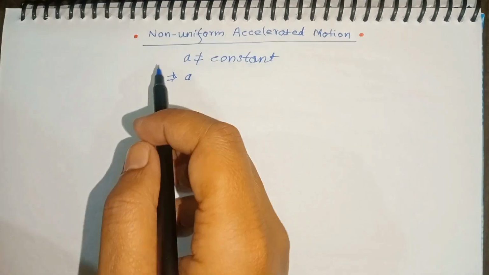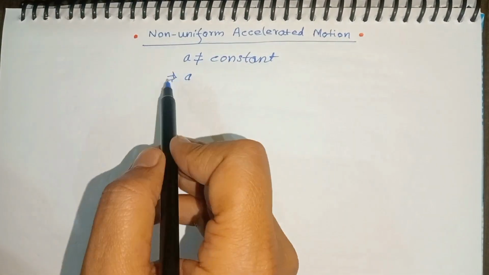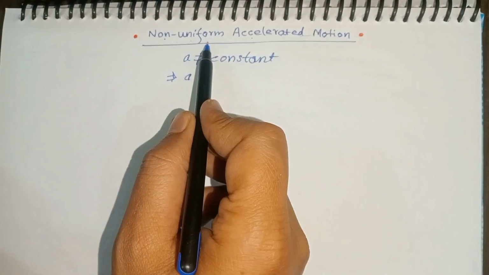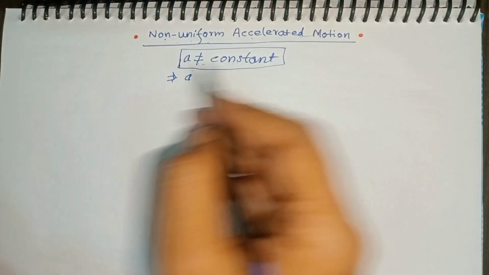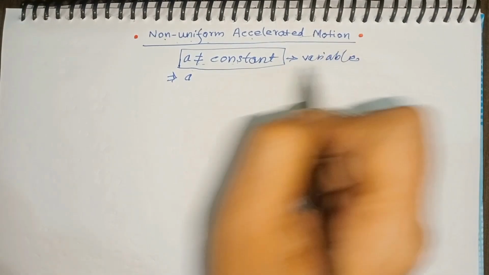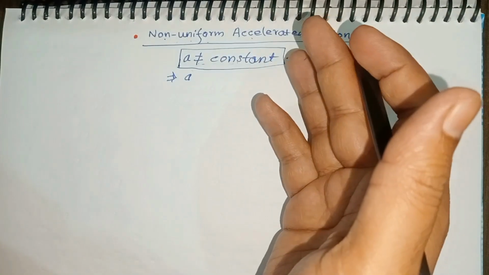Let's study the topic non-uniform accelerated motion. Non-uniform accelerated motion means that although it is accelerated motion, it is non-uniform. Non-uniform means acceleration is not constant. It means it is variable. Acceleration is varying, meaning changing. Varying means changing, so acceleration is changing with time.